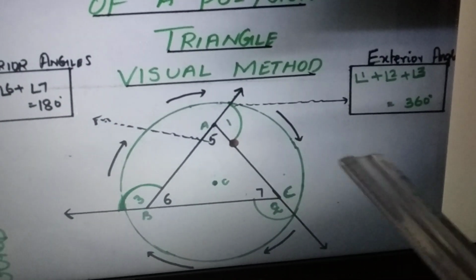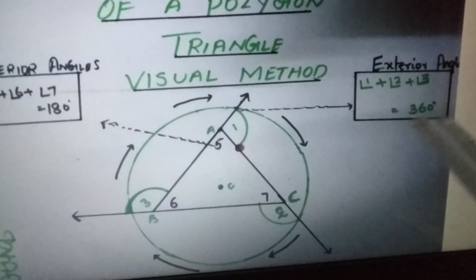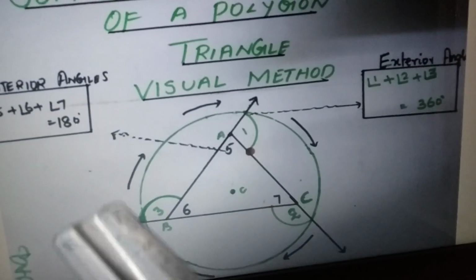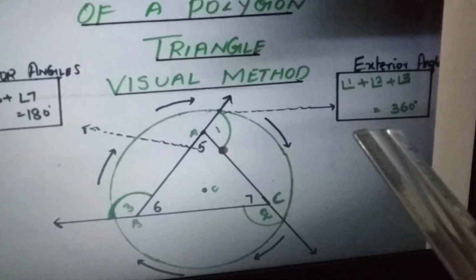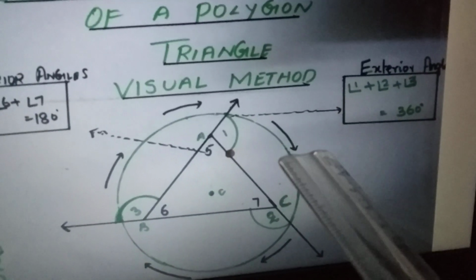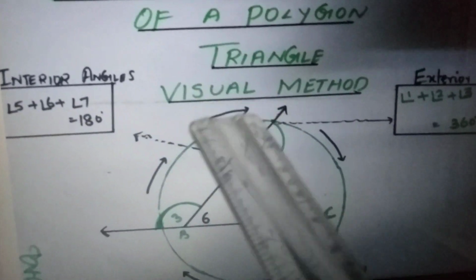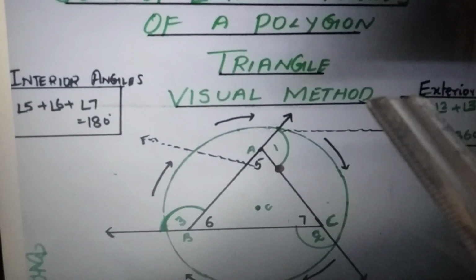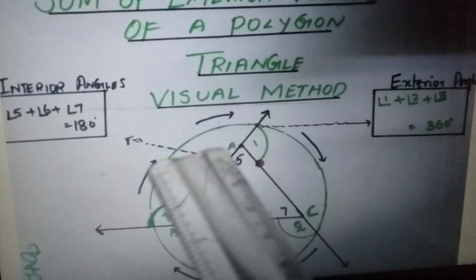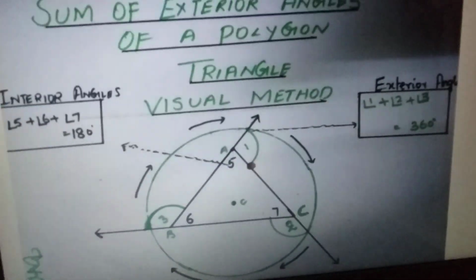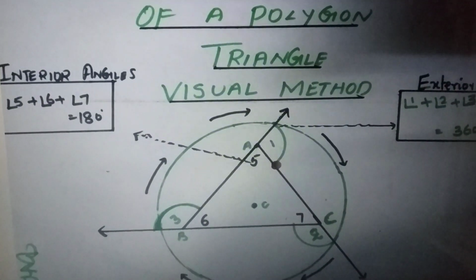In a quadrilateral, if you make the exterior angles, he will make 4 turns. In a pentagon, he will make 5 turns. In general, he will be covering one full circle. So, the sum of exterior angles equal to 360 degrees is common for all polygons, whereas the interior angles differ for different polygons, and we already derived this formula in the previous class. That is, the formula for finding the sum of interior angles of any polygon is (n minus 2) times 180 degrees. Hope you have understood this visual method.